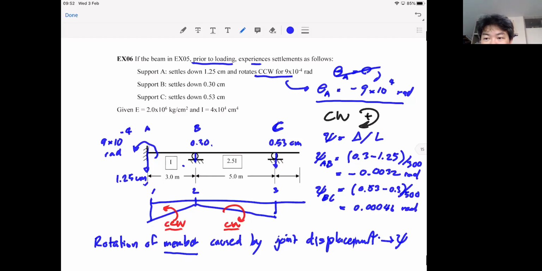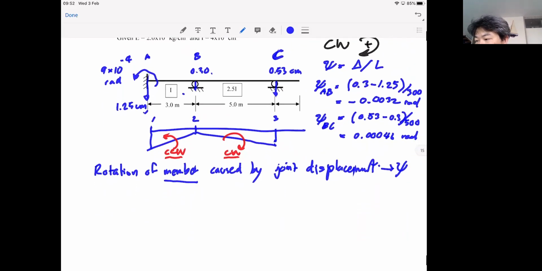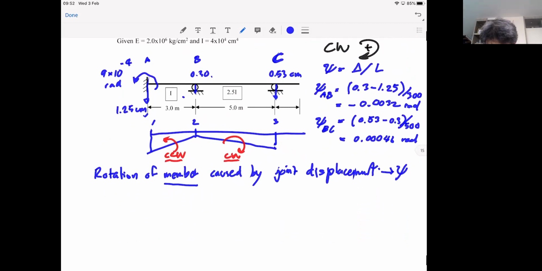And remember, this is the same beam from the previous example, so I don't need to repeat all those steps, but you perhaps want me to do it. So let's do it quickly. Step 0, determine the unknowns. So we have theta B and theta C as our unknowns. So it's 2 unknowns.